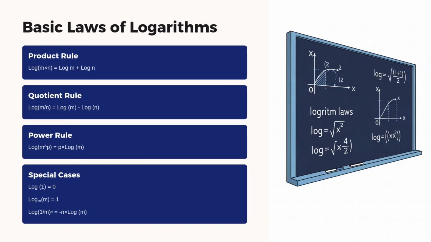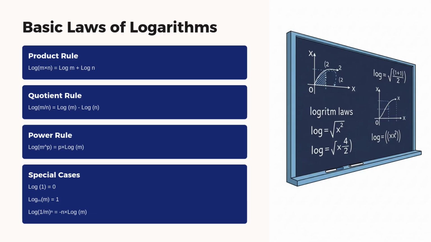Basic laws of logarithms. Product rule. Log of m times n equals log of m plus log of n. Quotient rule. Log of m divided by n equals log of m minus log of n. Power rule. Log of m raised to the power p equals p times log of m.